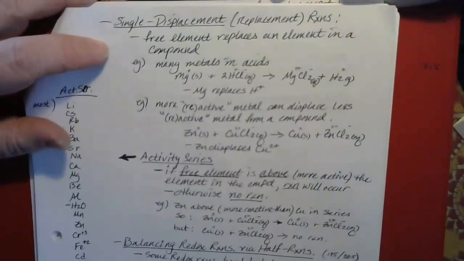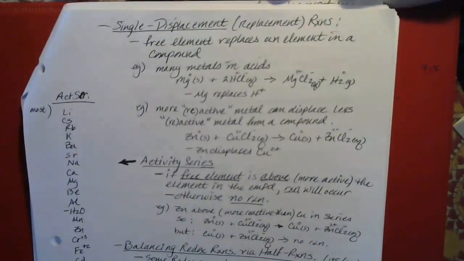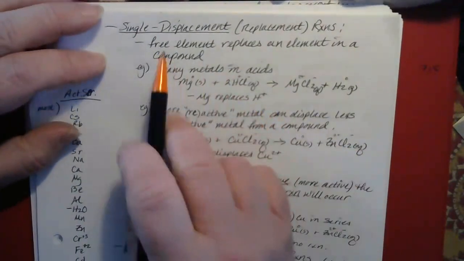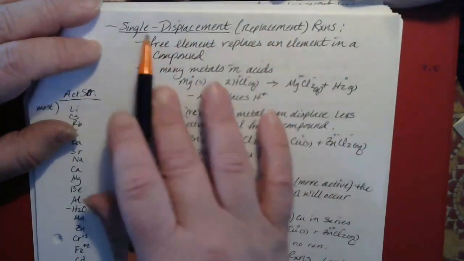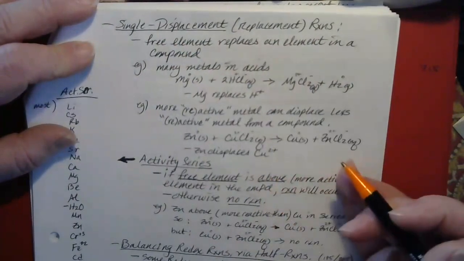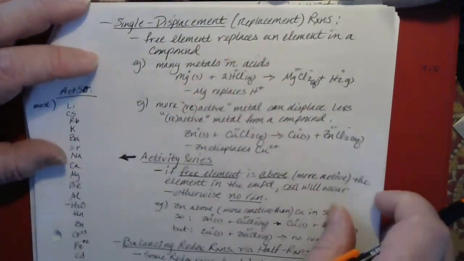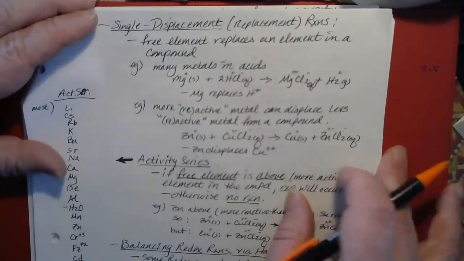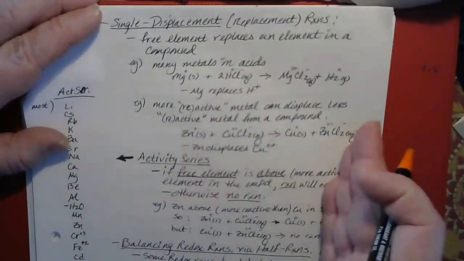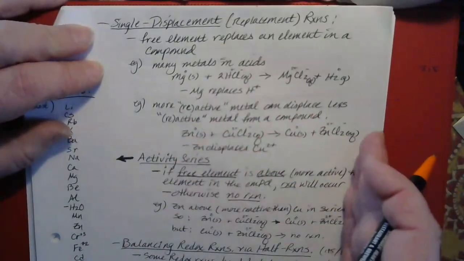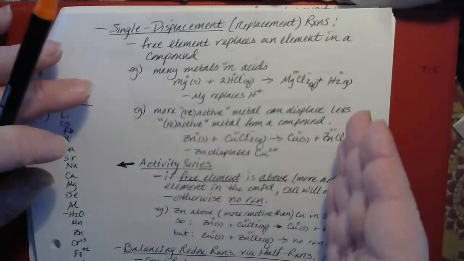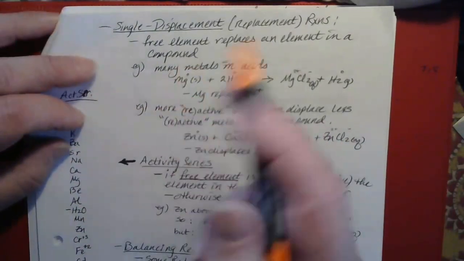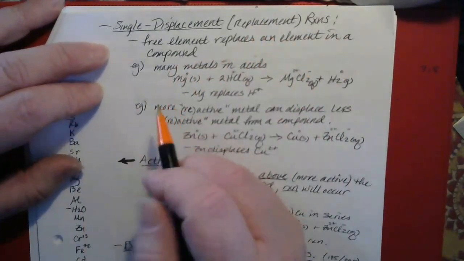Another way to classify reactions is according to what's going on. And one of these types of classifications would be single displacement reactions. We already saw double displacement or metathesis reactions. Single displacement reactions are a similar idea, only they generally involve reaction between an element and a compound. And if the reaction occurs, then the free element will replace one of the elements in the compound. And that would be a single displacement or replacement reaction.